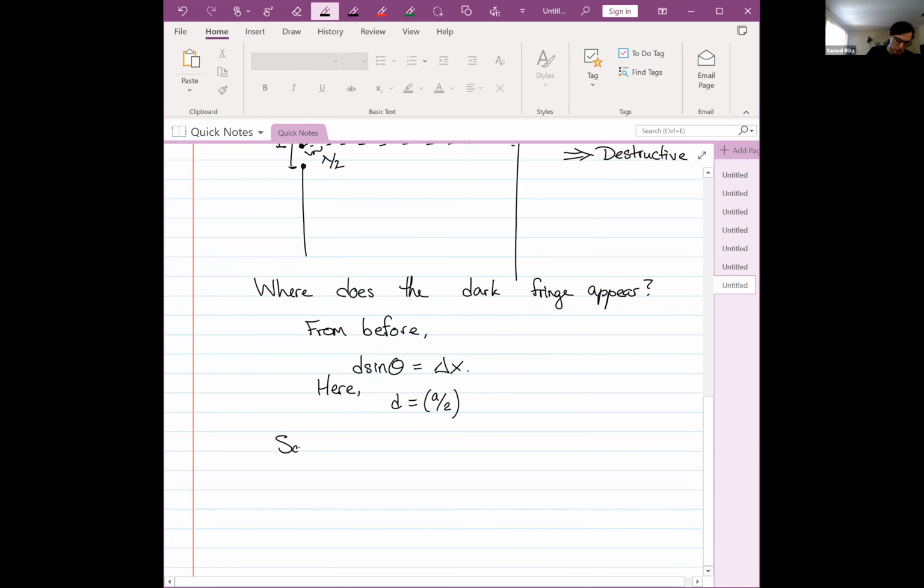And so to get destructive interference, the first fringe, not constructive, destructive, we would have that A over 2 sine theta, because in this case d is A over 2, should be equal to lambda over 2.